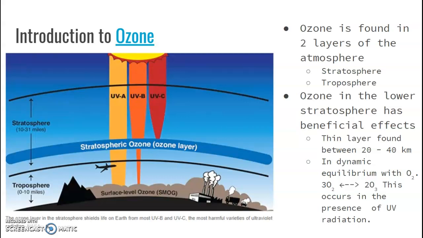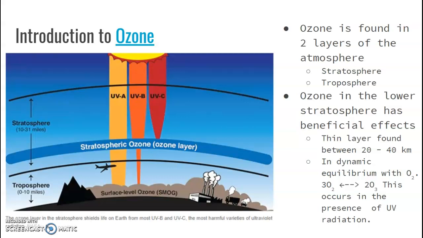When it's in the stratosphere, it's considered good ozone. When it's at the surface level in the troposphere, it's considered bad ozone, and it's a big part of smog. Like I said, we'll talk about that more in 6.3.